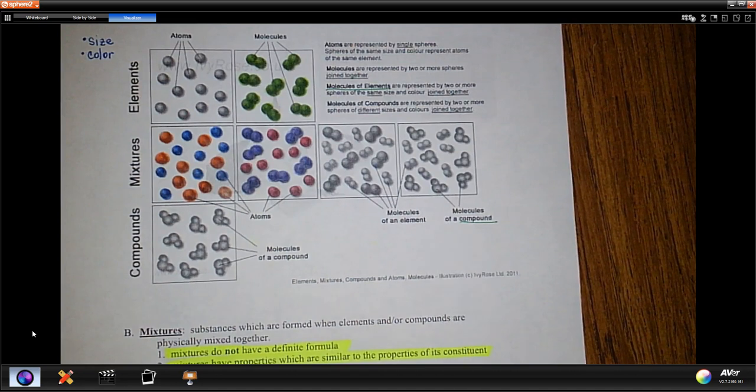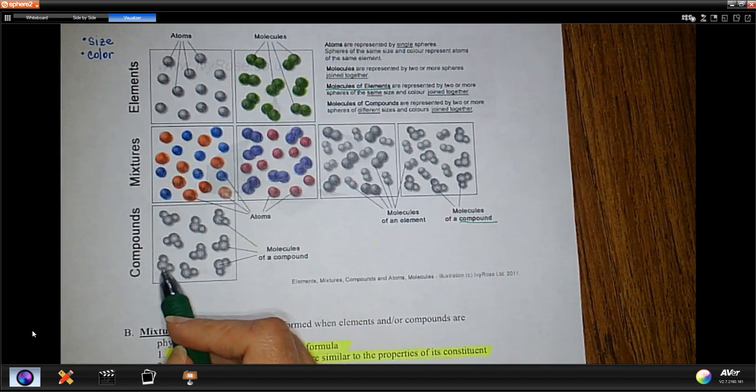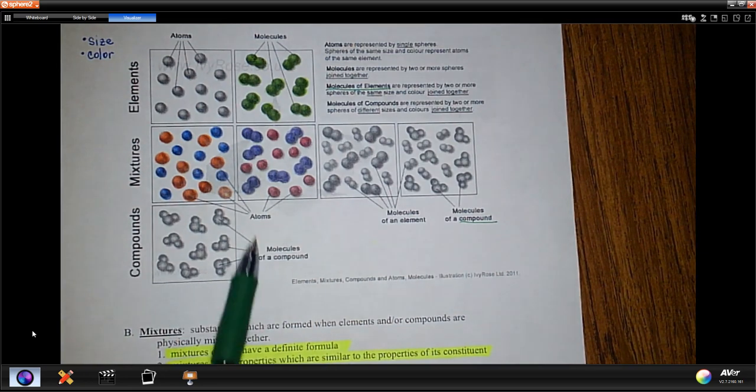This is also a mixture. The last pictogram that we have is for compounds, and you can clearly tell that each one of these is a compound in here. So this is molecules of a compound.